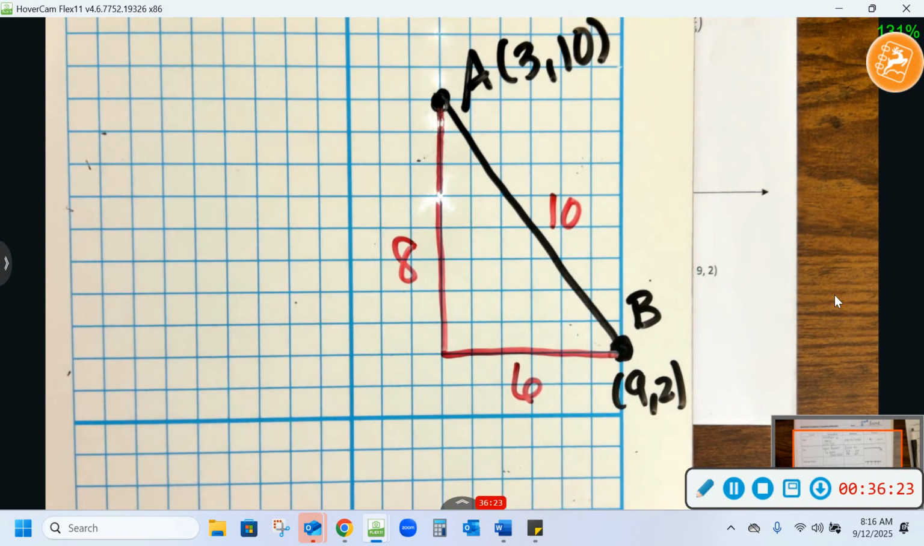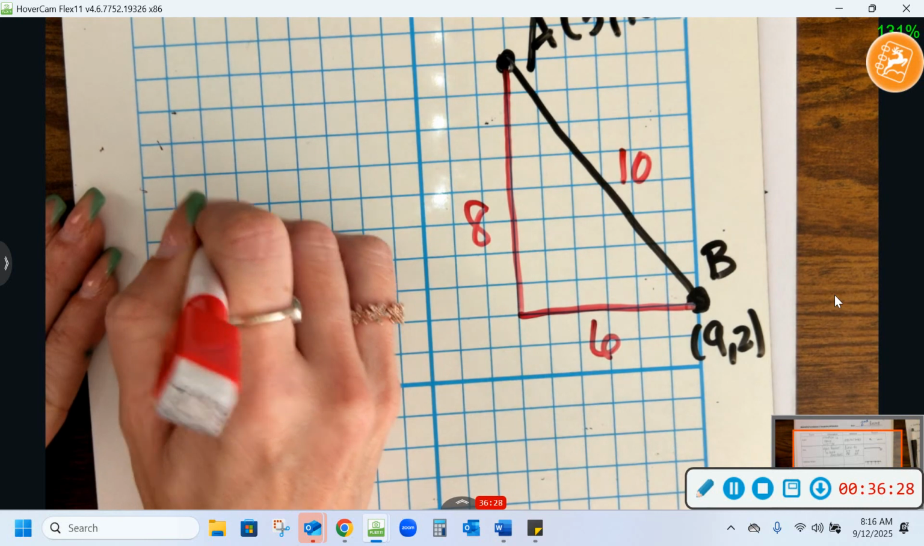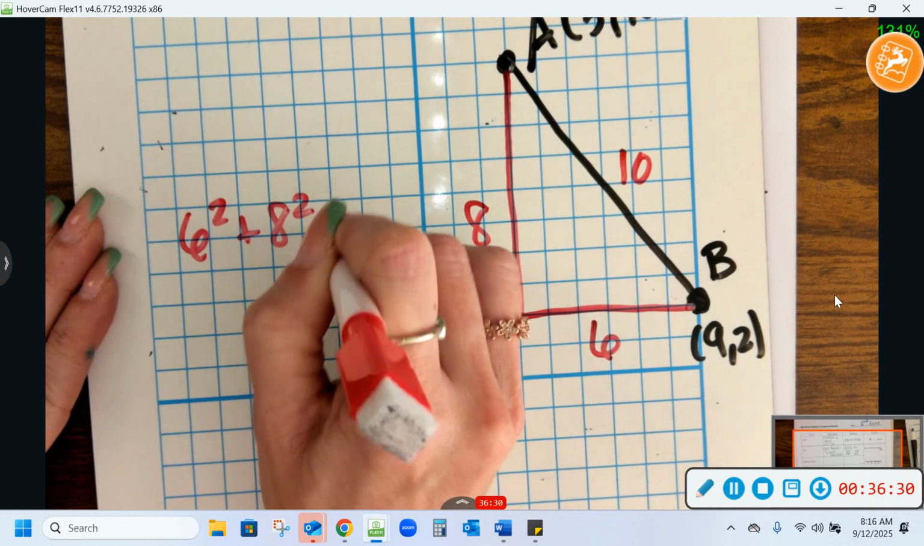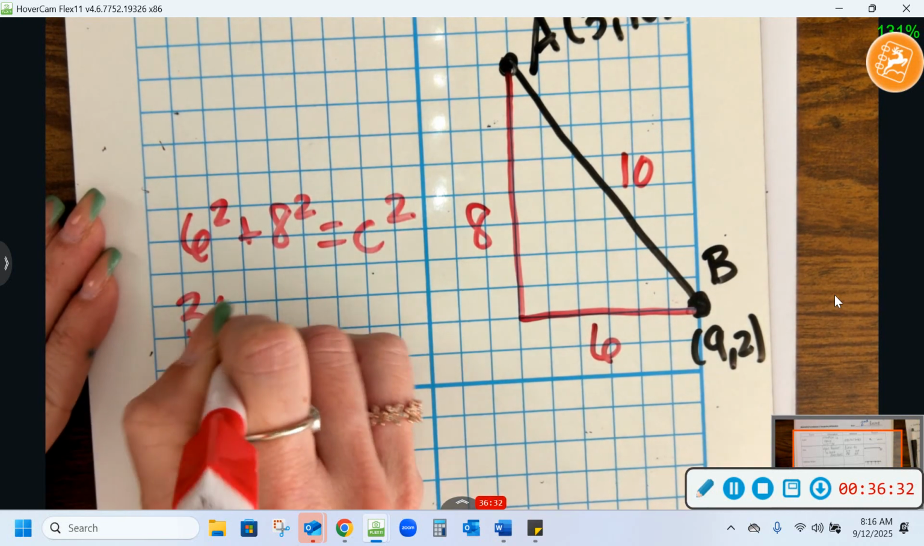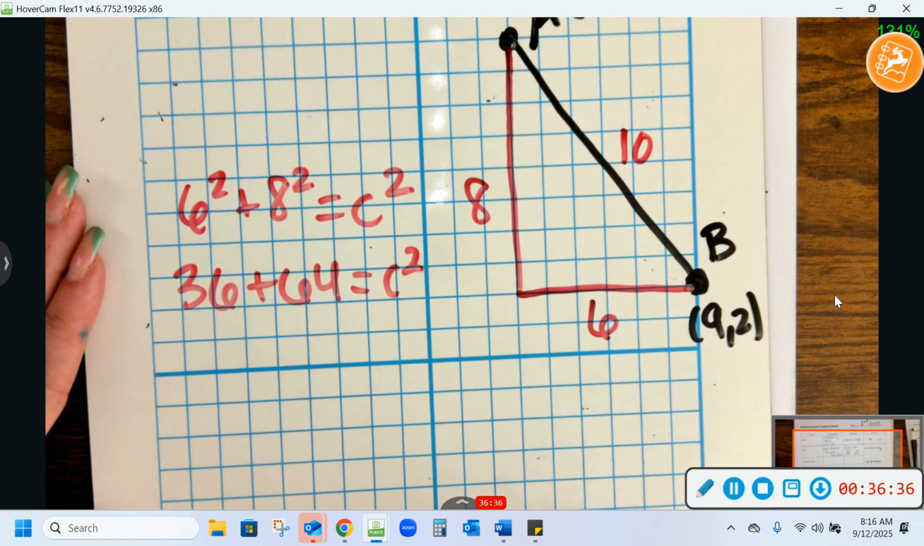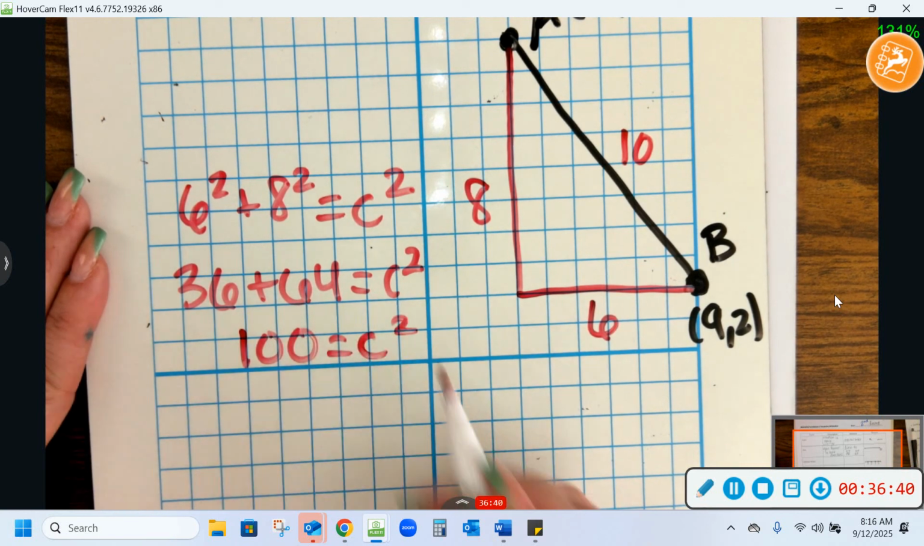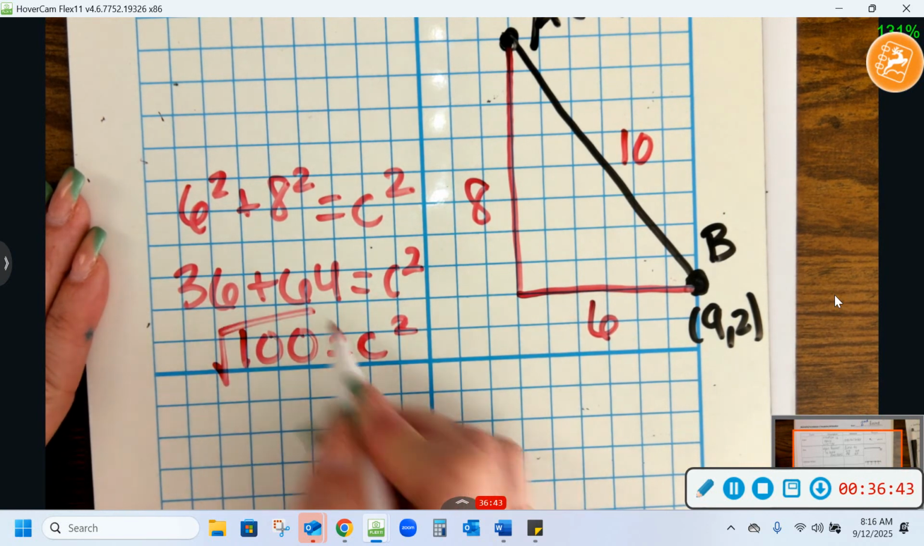All right. Just in case, though, let's write it out. 6 squared plus 8 squared equals c squared. 36 plus 64 equals c squared. We're proving it. This is how we're proving it's true. 100 equals c squared. Then I would square root both sides.